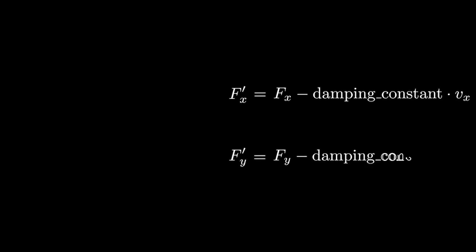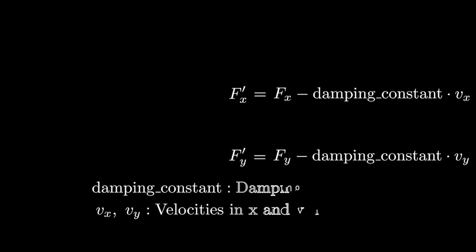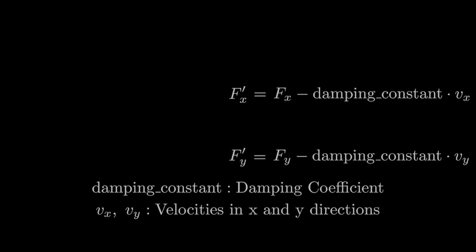In real-world scenarios, we also have damping, which opposes the motion of the spring. This is represented by a damping constant. The damped force components are Fx prime, which equals Fx minus the damping constant times the velocity in the x direction, vx, and similarly for Fy prime.